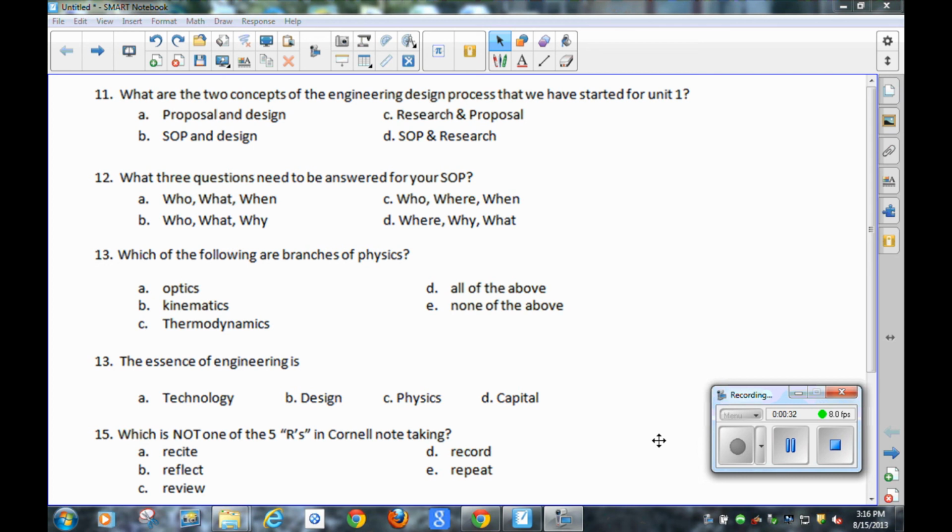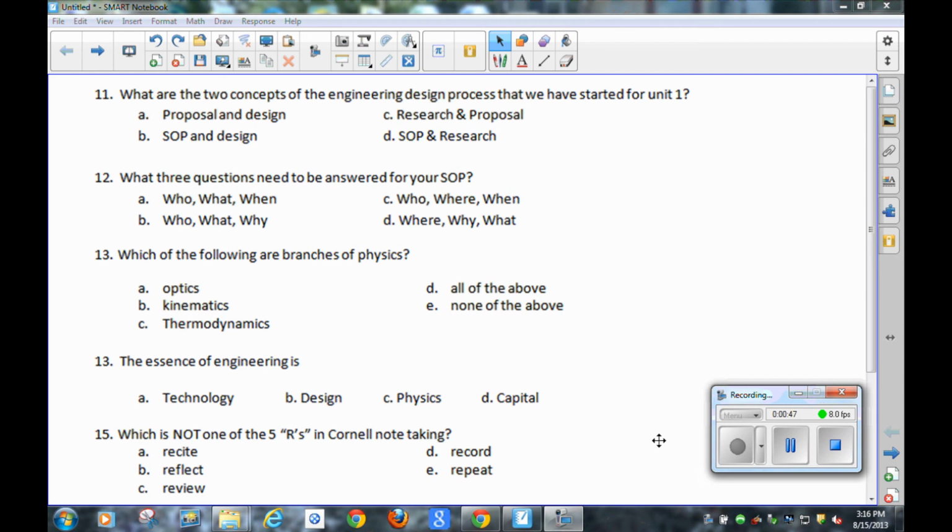Who are you making the device for, or who is your user or customer? What do they need the device for? What do they need the device to do? And why do they need that device or that prototype?